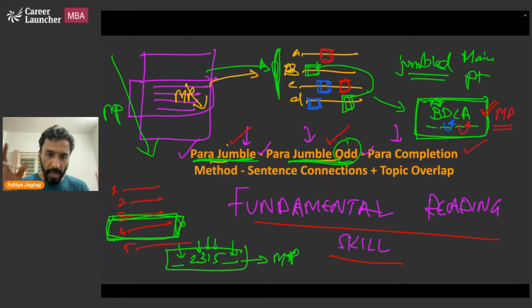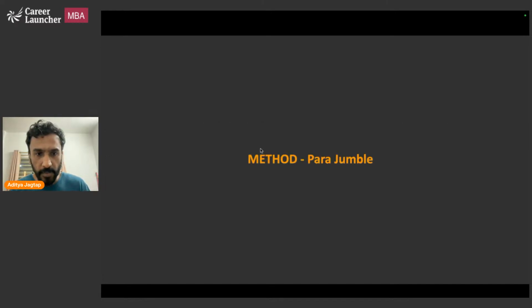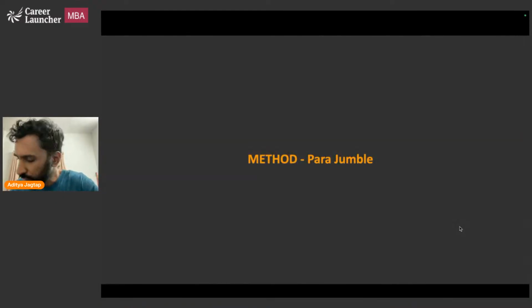So in short, para-jumble, para-jumble odd, and para-completion are checking one fundamental reading skill, which is: can you rearrange the main point of the author in the right way using information in that passage? All right. Let's keep this idea in mind. I just want all of you to solve the first para-jumble. Now the method for solving a para-jumble. All right. The method for solving a para-jumble.